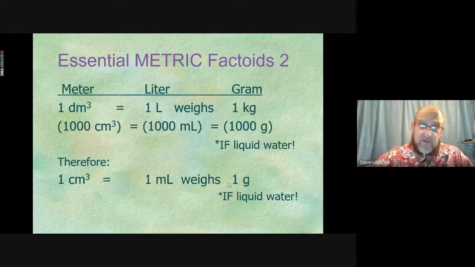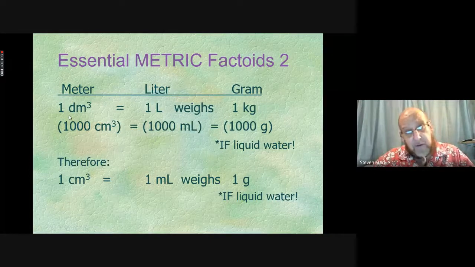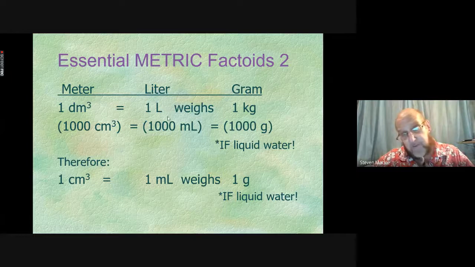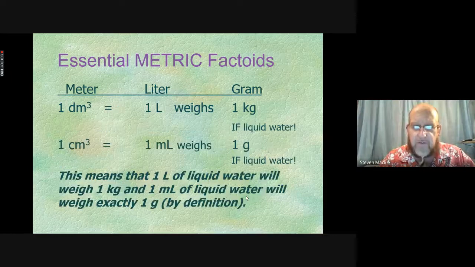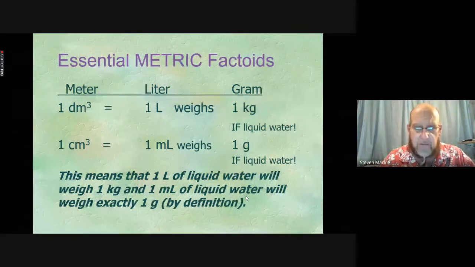Now, if you're interested, just for what it's worth, a cubic decimeter is 1,000 cubic centimeters. A liter is 1,000 milliliters. A kilogram is 1,000 grams. If we divide all of this by 1,000, here's where we get 1 cubic centimeter equals 1 milliliter. These are exactly the same volume, and of course, it will weigh 1 gram if it's liquid water. So please look at this. I don't care about this division thing, but this basic one here, these centimetric factoids are something you want to stick in your brain.